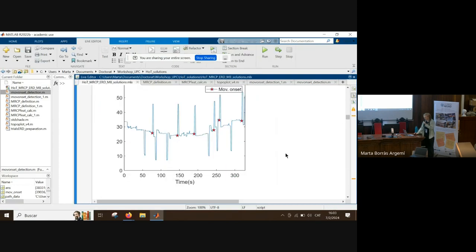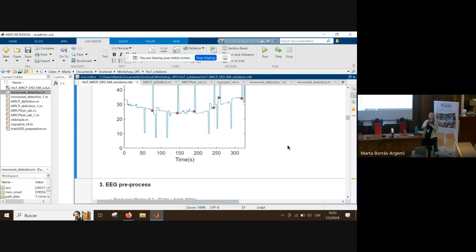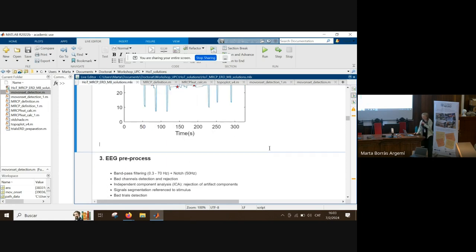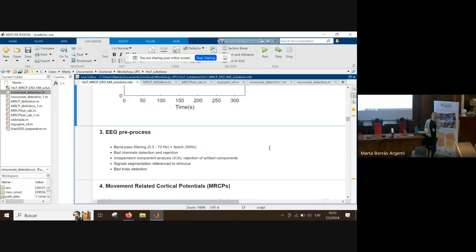Okay, so once we know how to detect this movement onset, this was just for 6 trials. I will give you the movement onsets of all the trials. I already did this job for you, so I will give it to you. Now we will proceed to the EEG, which is why we are here.